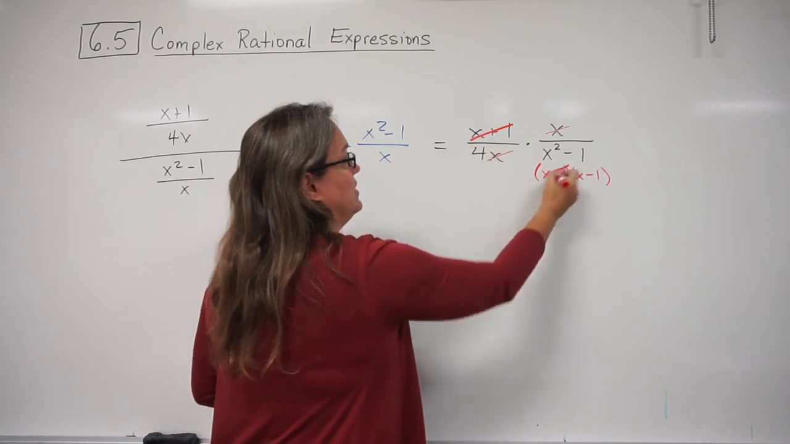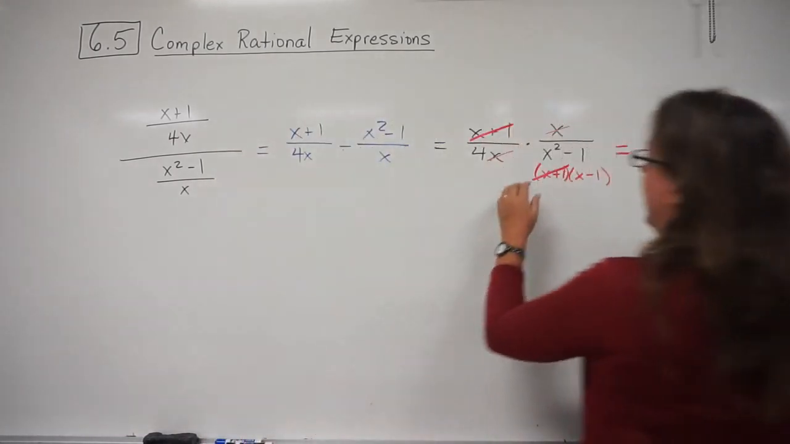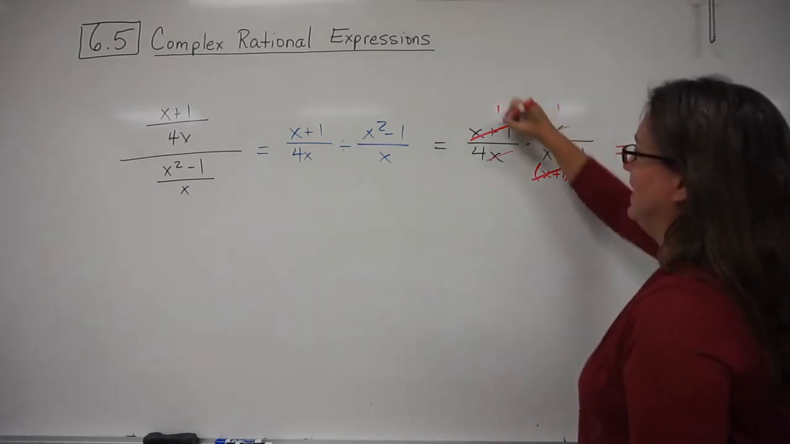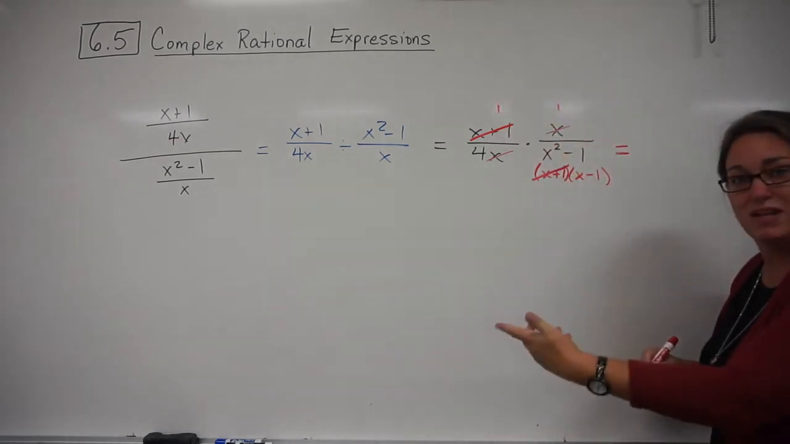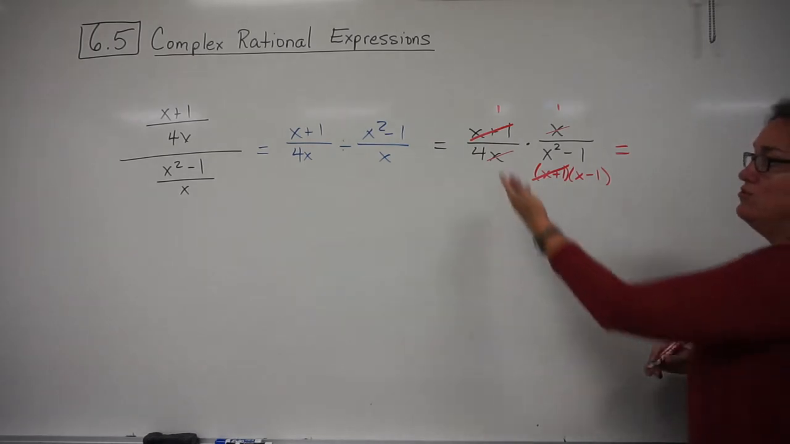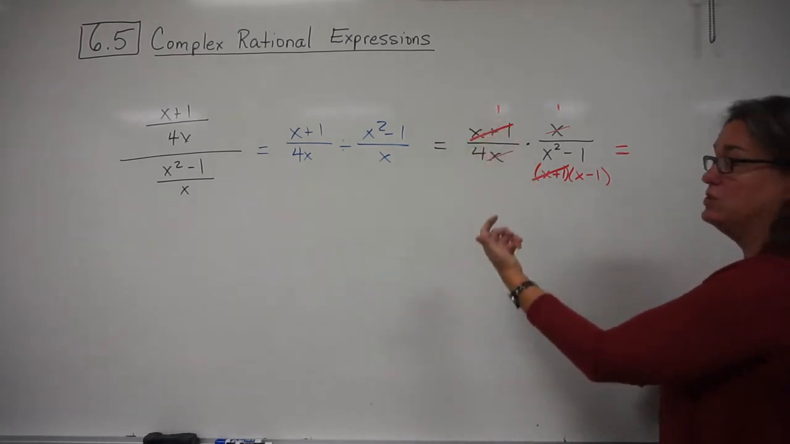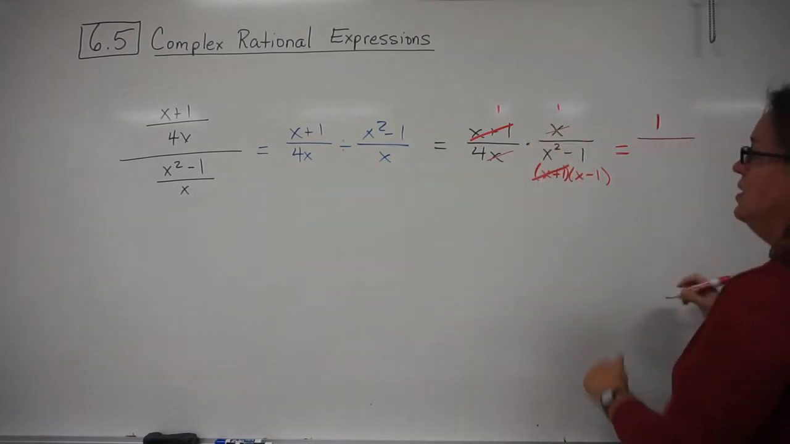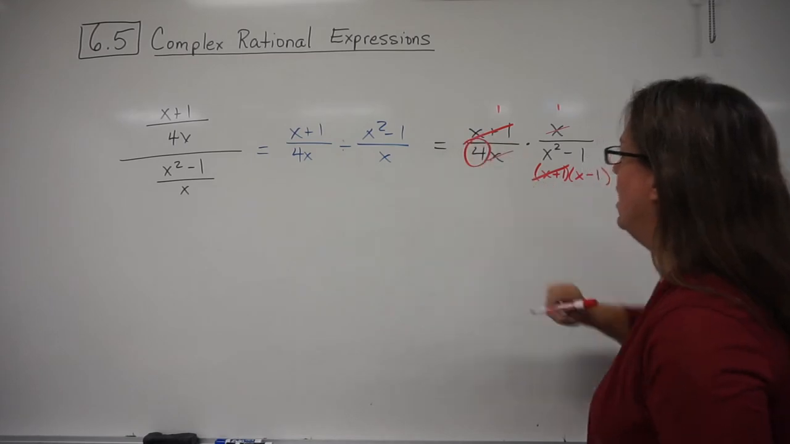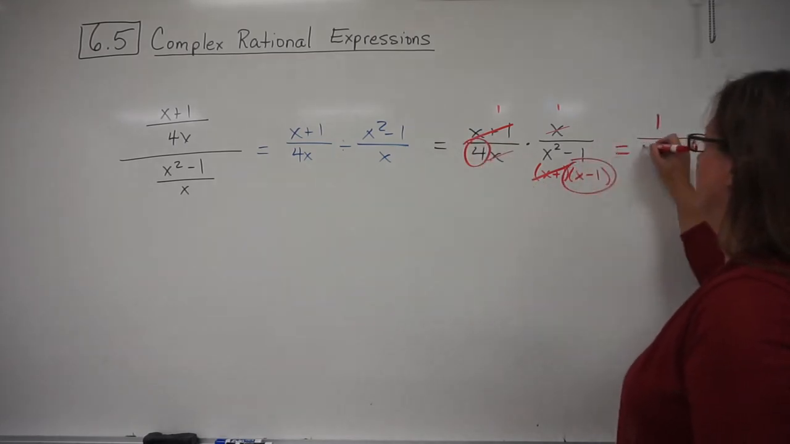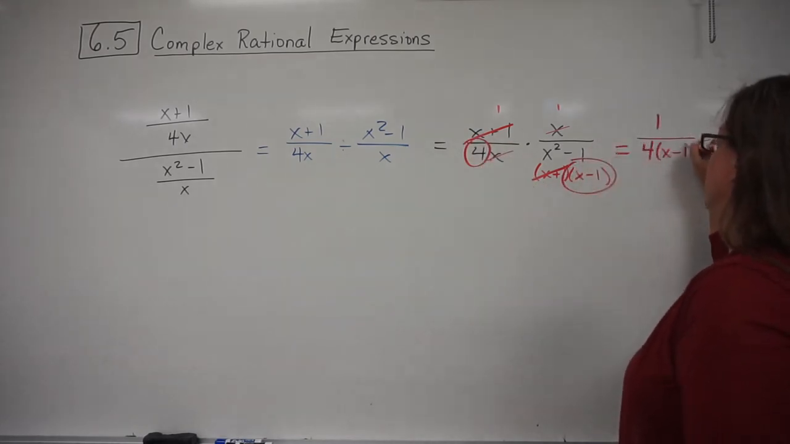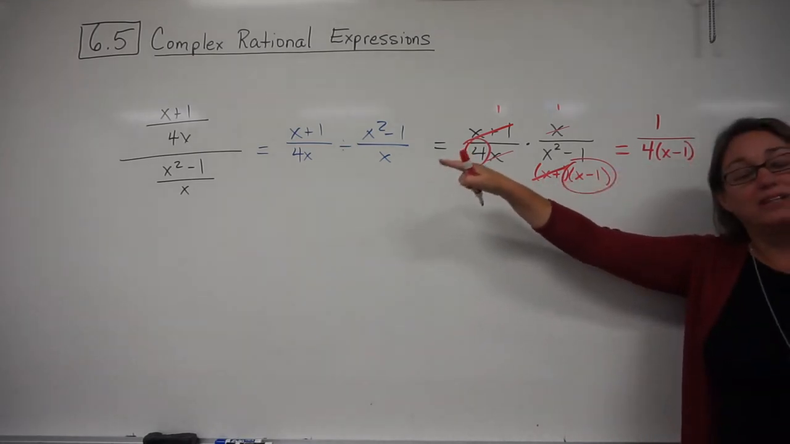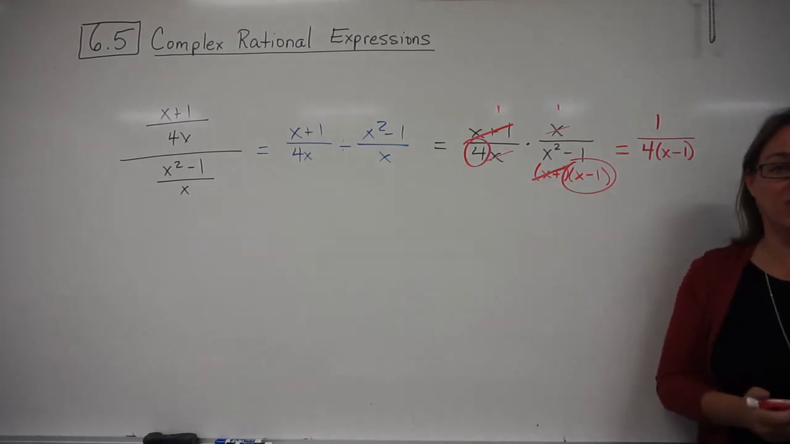The x plus 1's cancel. And it looks like nothing is left up top. But remember that when you cancel something, what's actually left is a 1. It didn't just disappear. You divided it out of itself, which leaves a 1. So on the top, we have 1 times 1 is 1. On the bottom, I have a 4 left and an x minus 1 left. So here is the reduced form of that complex fraction that we started with.